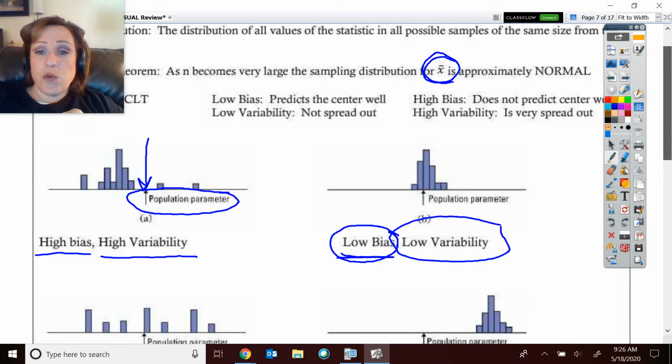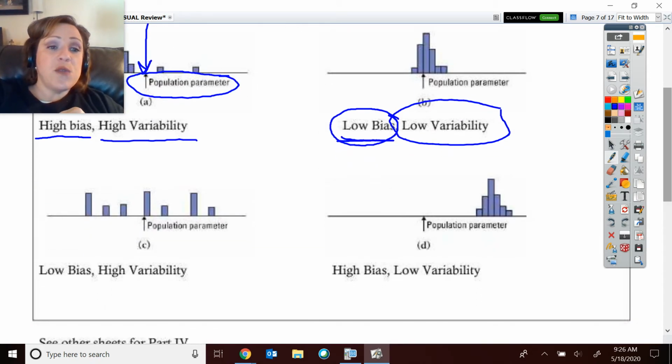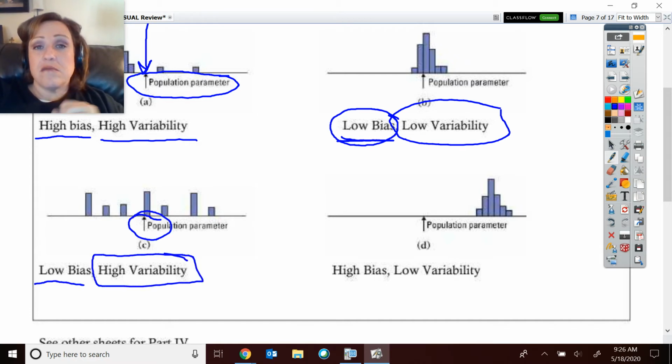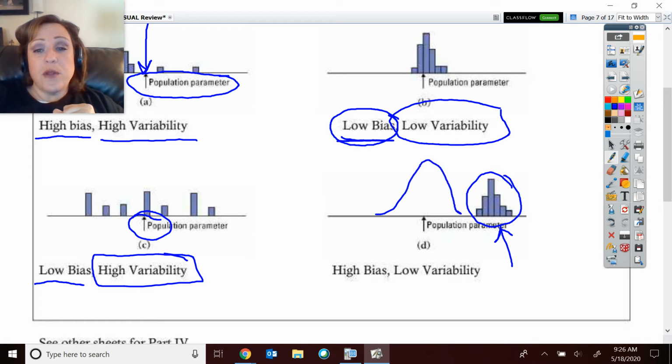And then here's two other situations. This one is centered pretty nicely, so it had low bias, but it was quite varied. So how helpful is that? Okay, here you had low variability, but it was completely in the wrong location, not centered around where the population is actually centered. So we had a lot of bias, even though we had low variability.